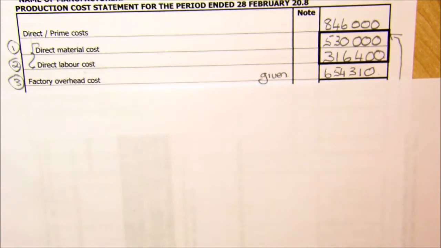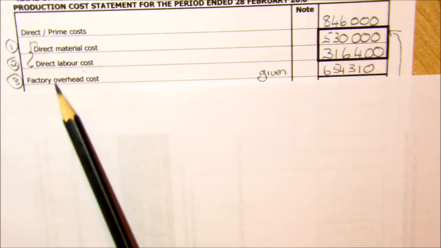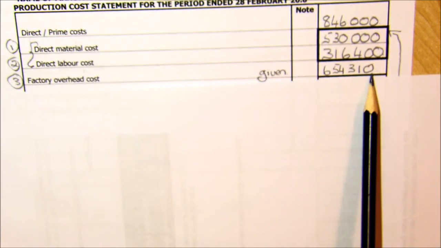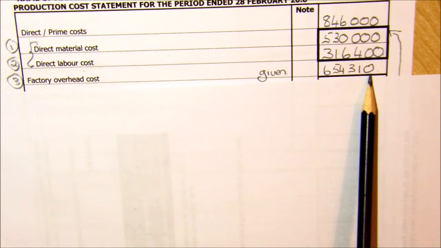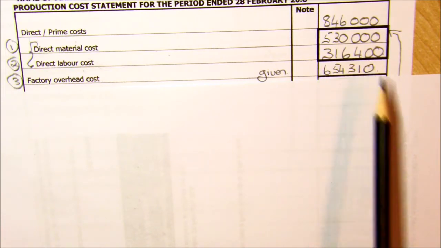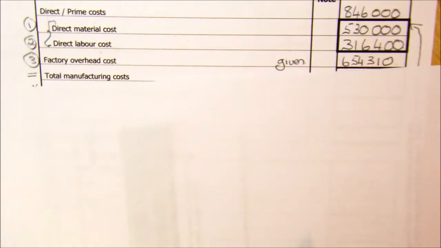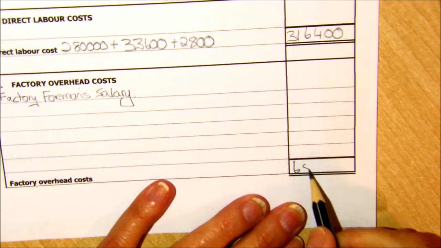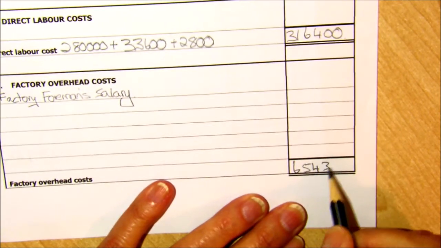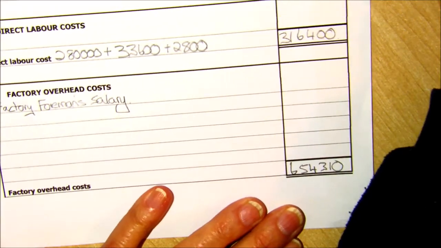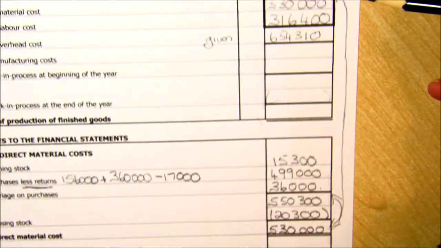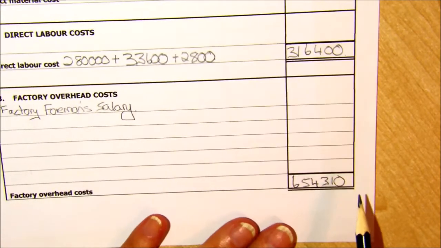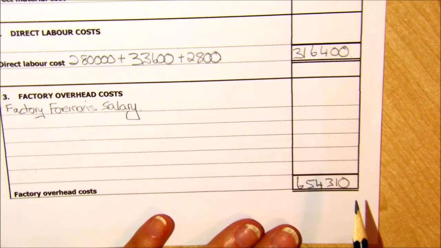Now, the first thing I want you to notice is that on your answer sheet for this, you were given the total for the factory overhead costs. That figure was actually given to you. So, in other words, if we go to our factory overhead cost note, that figure is our final figure over here, 654,310. It was given to you at the top in the production cost statement, and that therefore is the total of the factory overheads, and we'll see why that is just now.